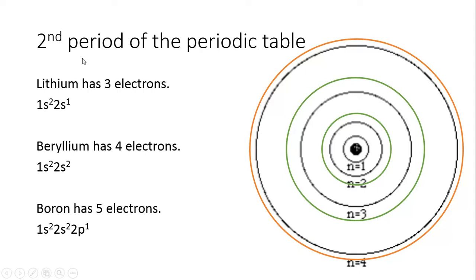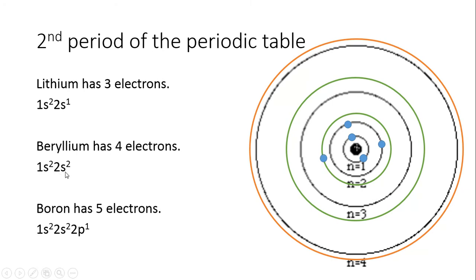Now we move to the second period of the periodic table. Lithium has 3 electrons, so they fill from the lowest energy. Once there are 2 in our 1s sublevel, we have to move to our 2s sublevel. So the electron configuration is going to be 1s2, 2s1. Beryllium has 4 electrons, so now we have another electron in our 2s sublevel. So we have 1s2, 2s2.